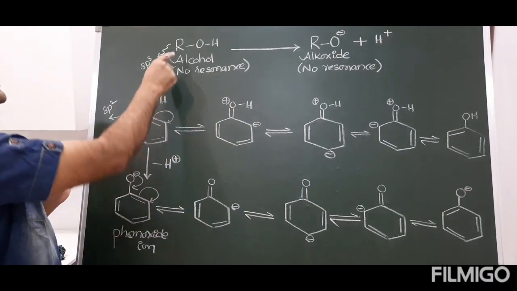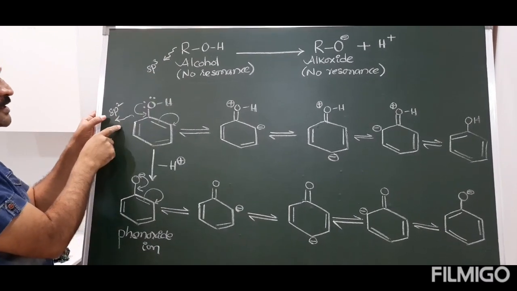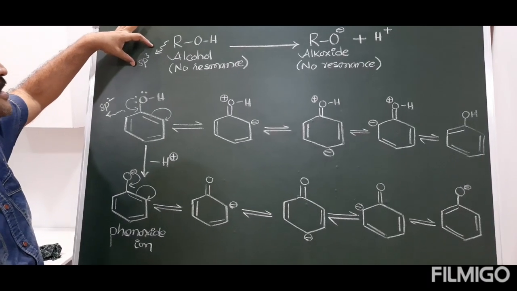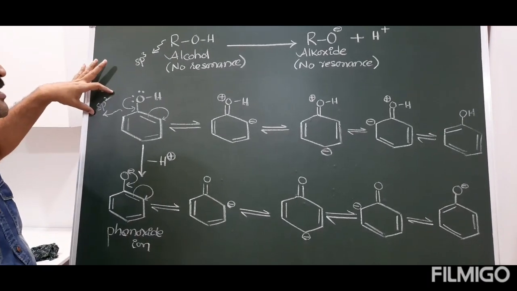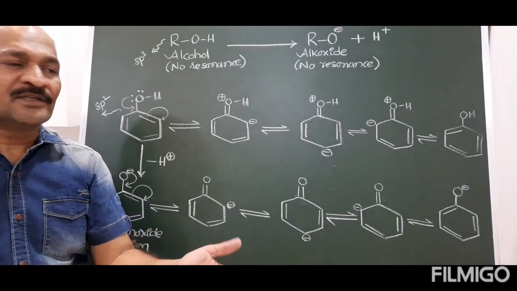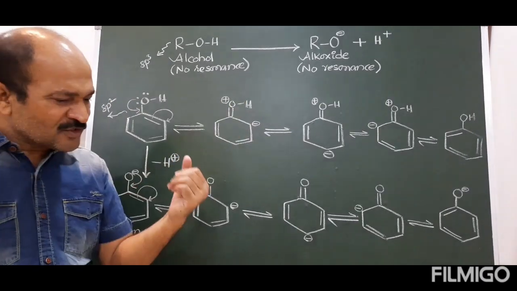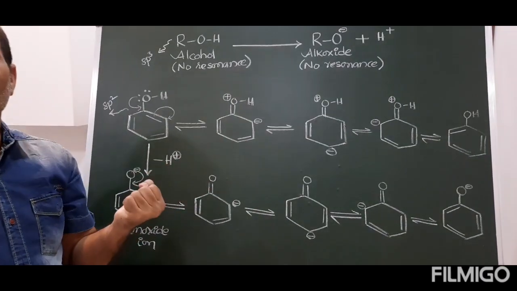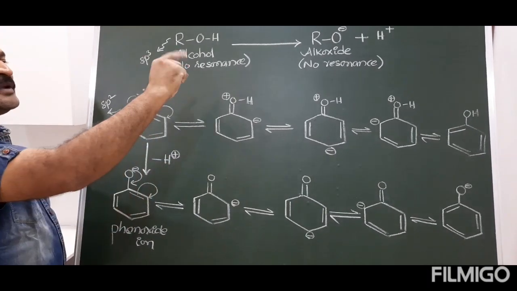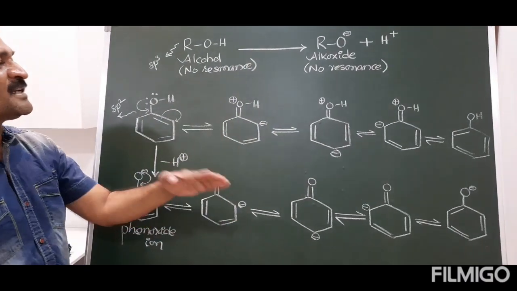And third point, in alcohols, carbon is sp3 hybridized. In phenols, carbon is sp2 hybridized. Both are carbons, but the more the percentage of S character, the more the electronegativity of the carbon. The more the electronegativity, the more the withdrawing nature. The more the withdrawing nature, the more the polarity. The more the polarity of the OH group, the more the acidic strength. This is the major explanation.